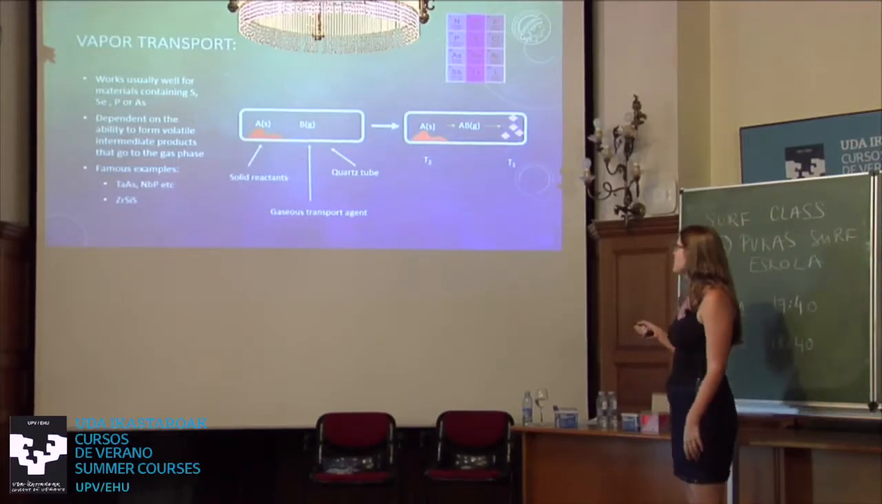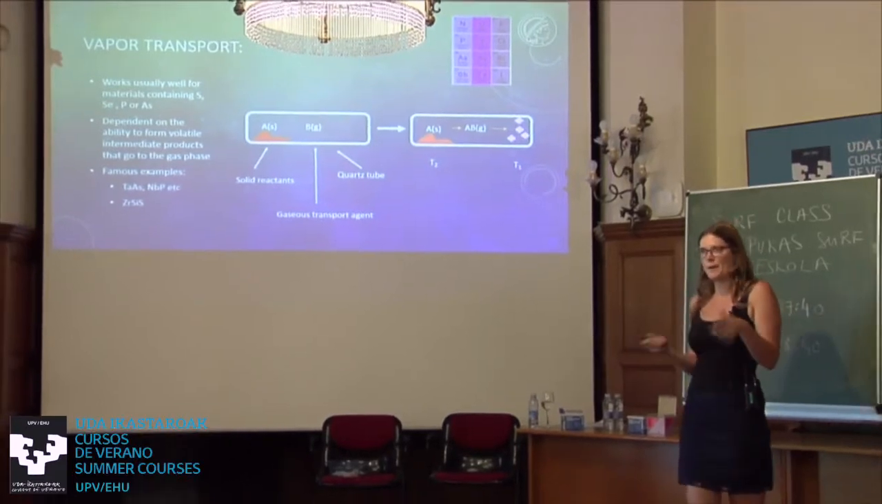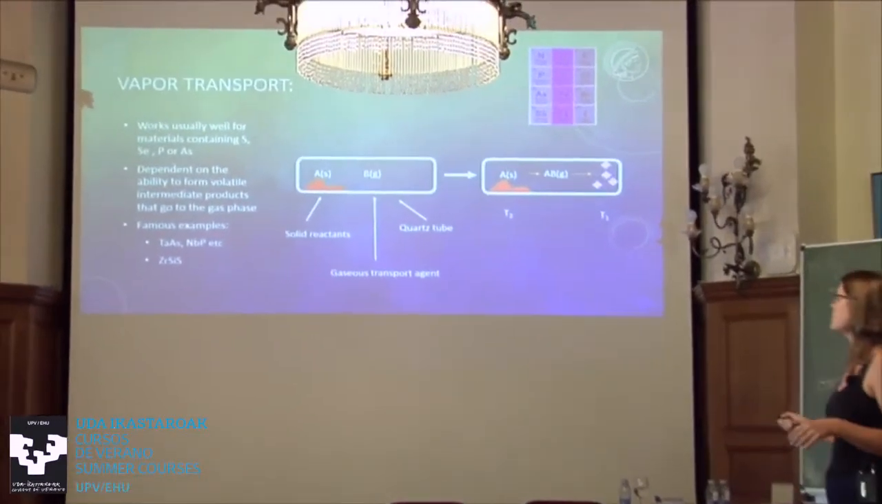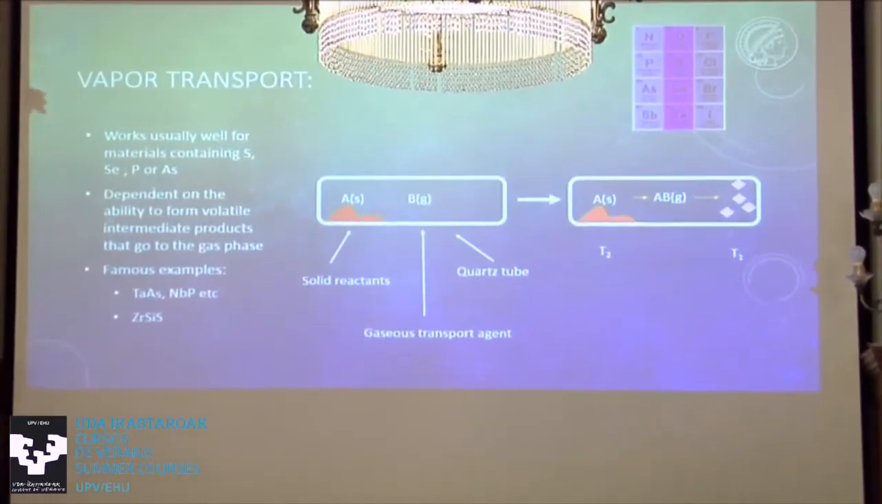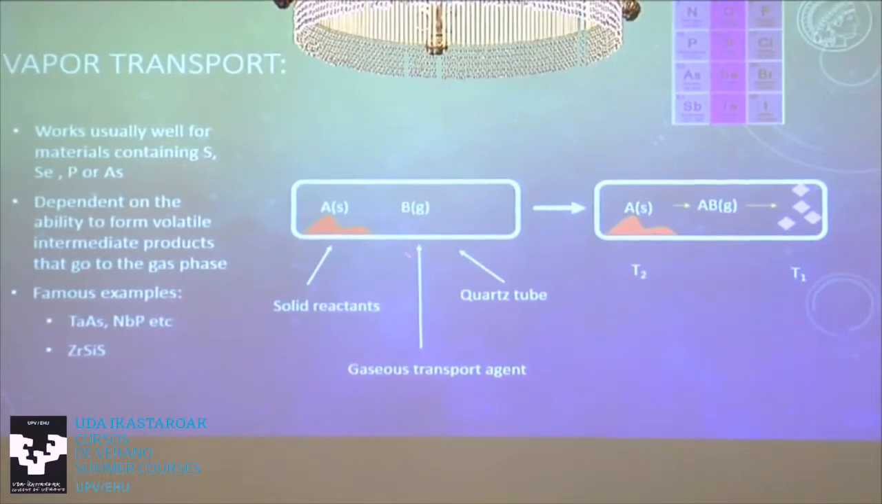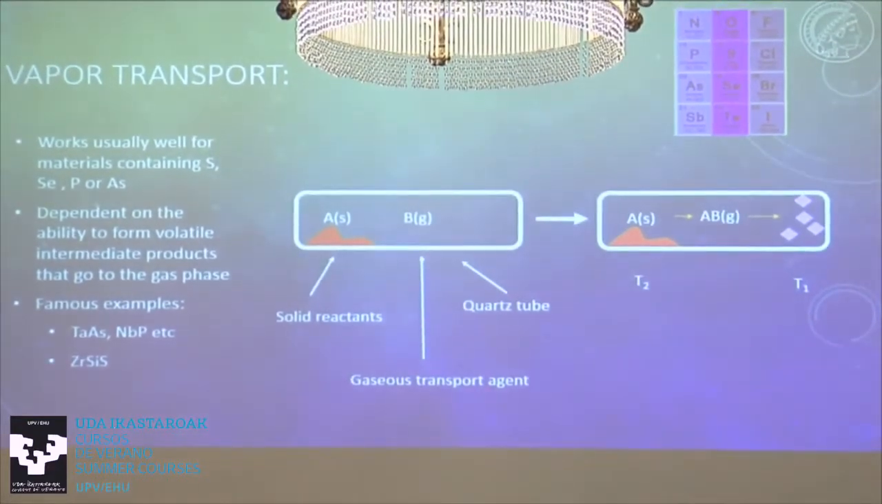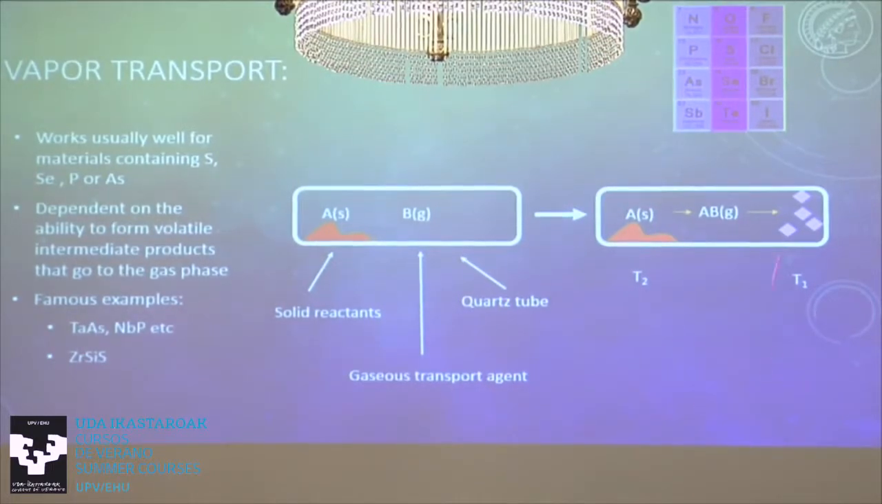The way it works is that you seal solid reactants, so the elements or maybe a powder of the material you want to make, into a quartz tube, and you add some kind of gaseous transport agent. This can be a solid or a liquid at room temperature that becomes a gas at the high temperature where you heat your container, or it can already be a gas at room temperature. Then you heat this container, with one temperature where your reactants are and another temperature at the other end of your container.